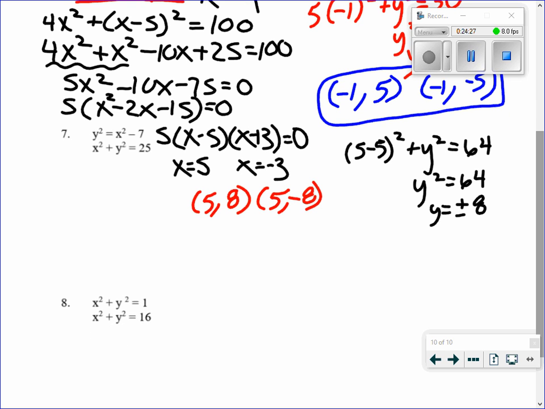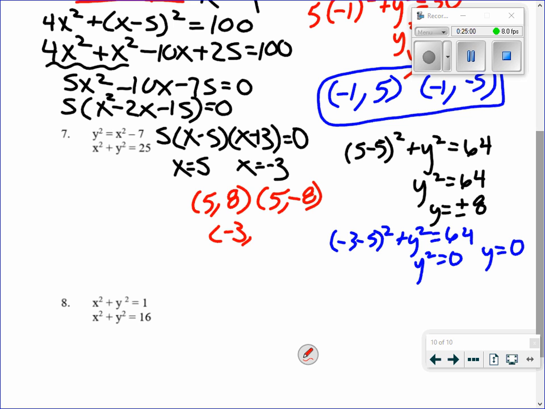So next we're inputting -3. So I have -3 minus 5 squared plus y squared equals 64. So what's -3 minus 5 become? -8. -8 squared would be 64. So if we subtract 64 on both sides, what would it become? Good. So I have y squared is equal to 0, which just means y is 0. So my other solution was -3, 0.